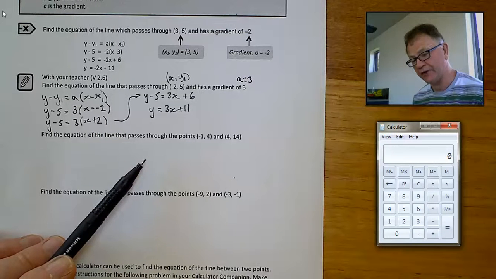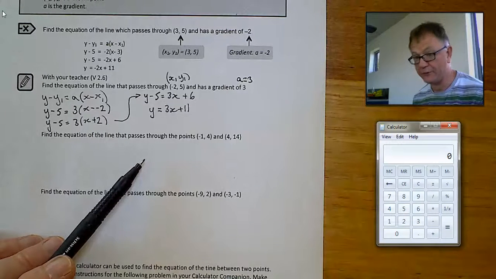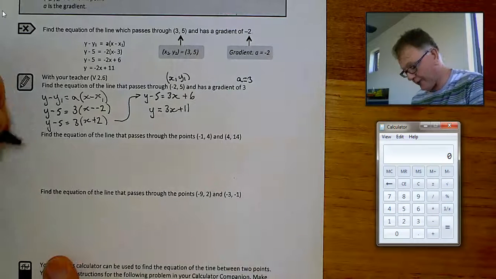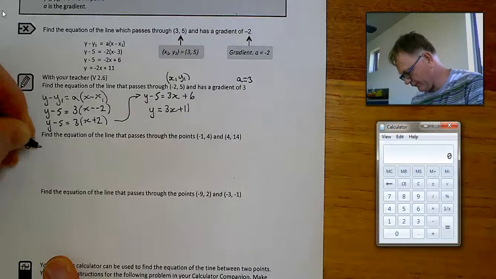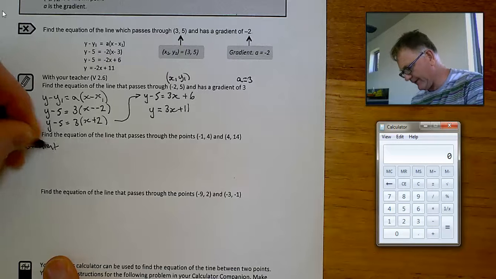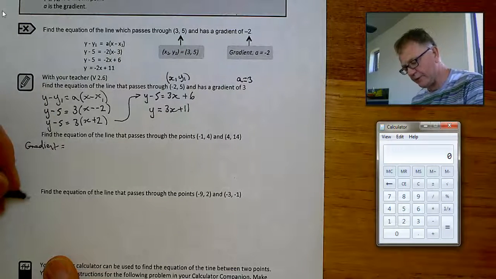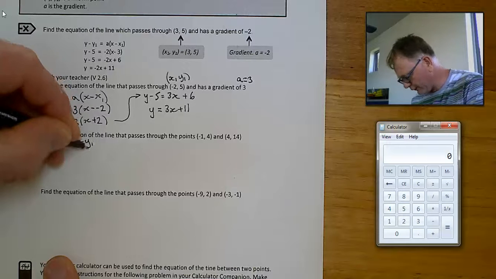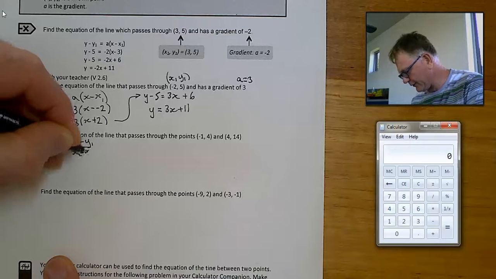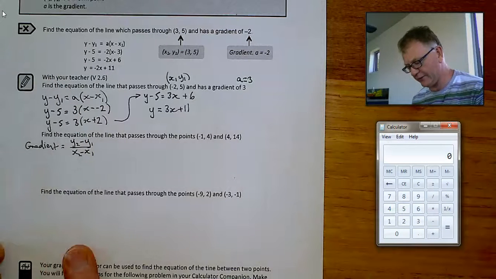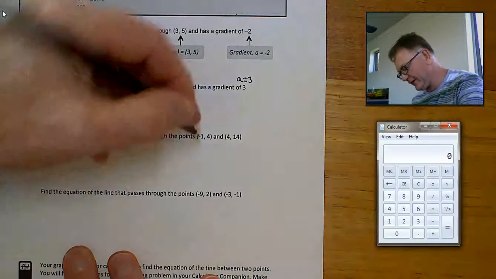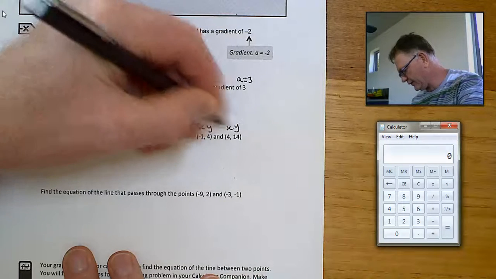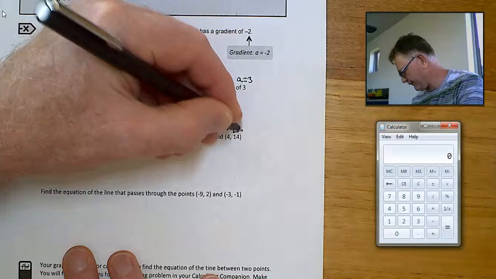So our first job is to find the gradient. Then we've got everything that we know. You've got a formula for gradient. Gradient is that one where it's the rise over the run, or you can use it like this: y2 minus y1 over x2 minus x1. The difference in the y's divided by the difference in the x's. And here's your 2 points. X and y, 1 and 2.